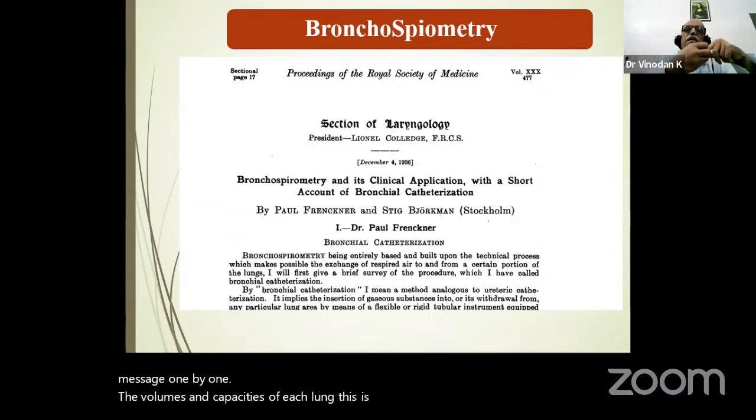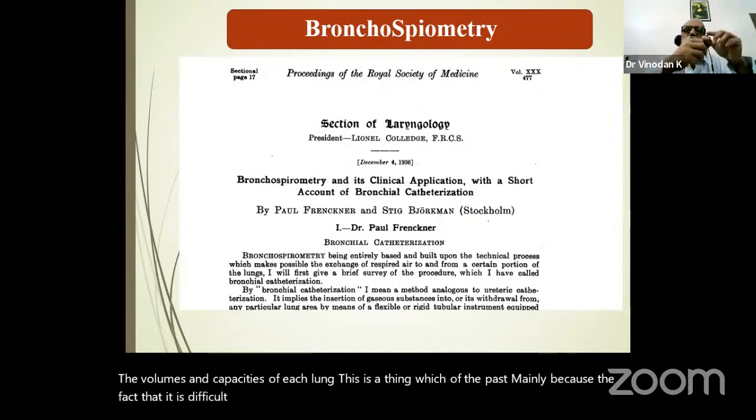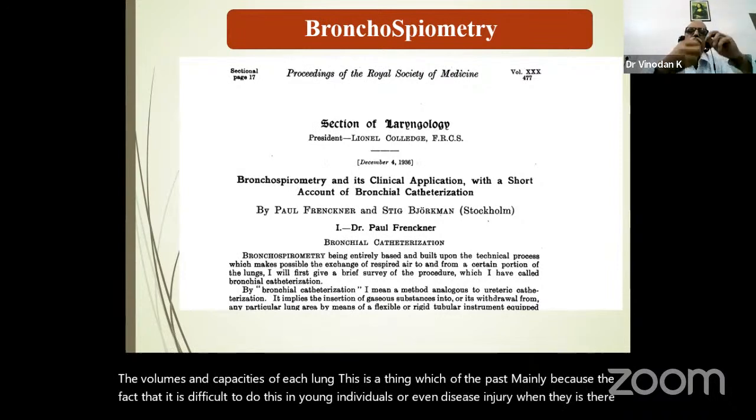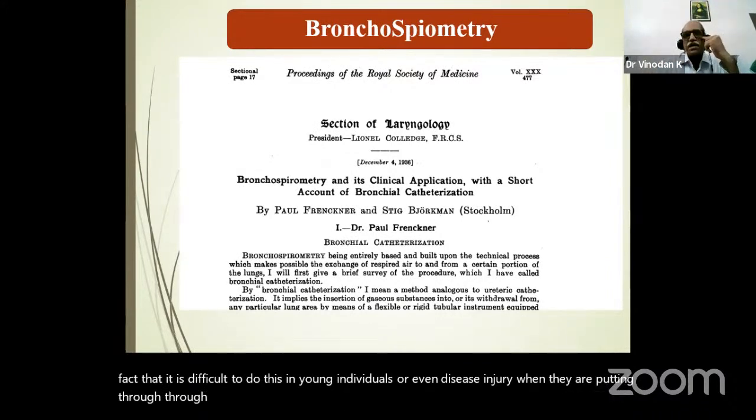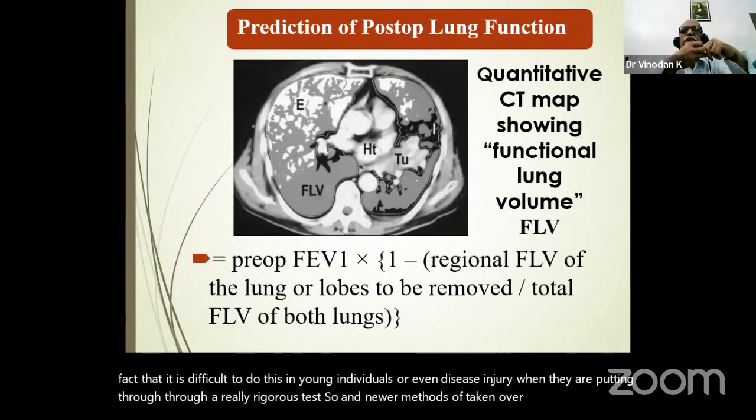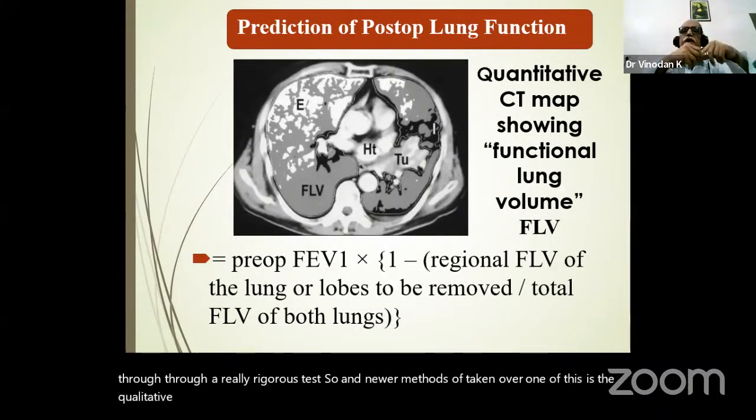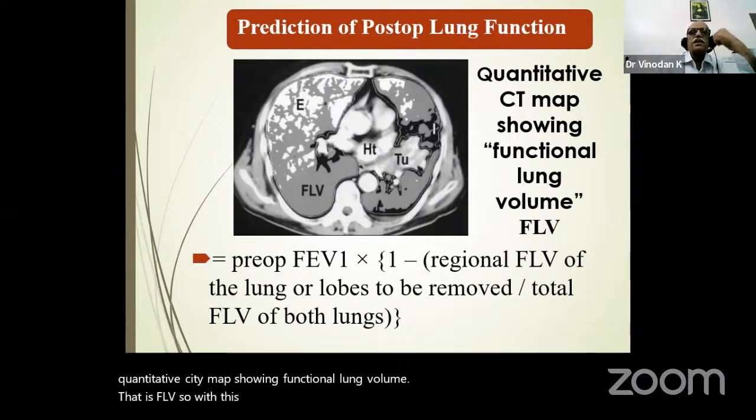This is a thing of the past, mainly because it is difficult to do this in young individuals or even debilitated individuals when they are put through a really rigorous test. So newer methods have taken over. One of these is the quantitative CT map showing functional lung volume, that is FLV. So with this, you can see the functional lung volume is the gray colored one.